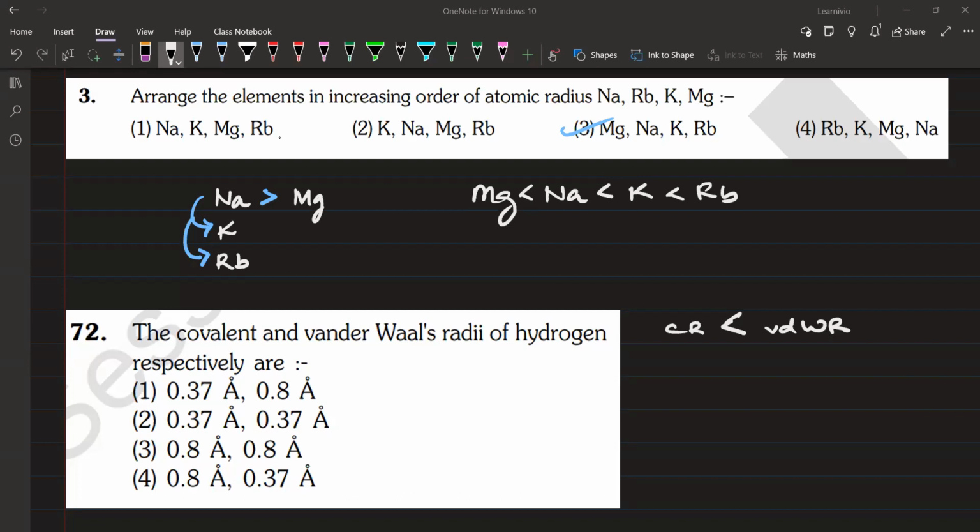Yes, Zainab, correct. You don't have to remember the data. Just by the fact that covalent radius will be smaller and van der Waals radius will be larger, you can answer this particular question. So this should be the option, because in option A the van der Waals radius is greater than the covalent radius. In the others they are equal, and in the fourth case it is the opposite.